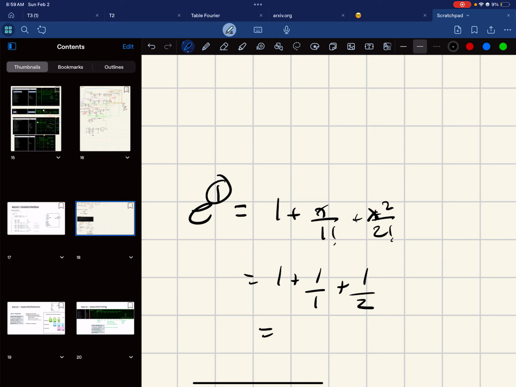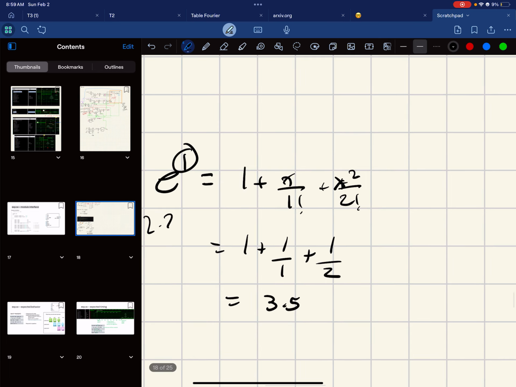Damn, bro. I can't do math. 1 plus 2 plus half, 3.5. And this sucks because it should be 2.7 something, right? But yeah, I might have done a mistake somewhere. 1 plus x squared. Okay, I don't know.